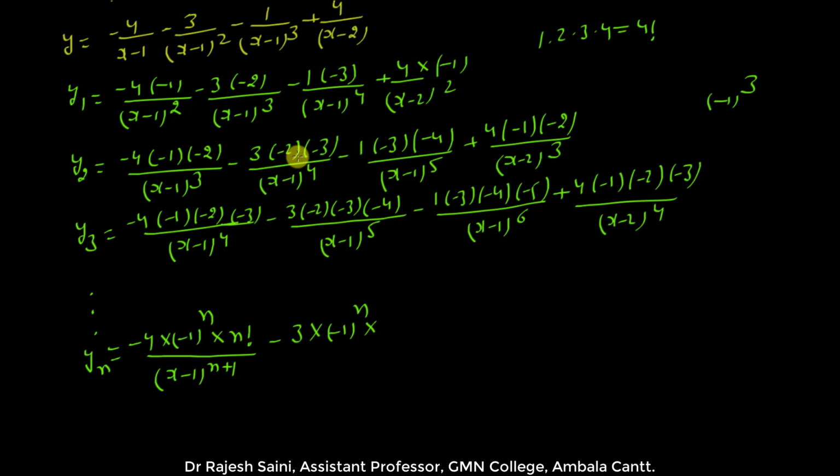Here is 2 into 3. 1 is not present, but it can be written, so 3 factorial. One more. Here is 3, here is 4. So whenever here will be n, it will be n plus 1 factorial divided by x minus 1 raised to the power 5. Here is 3, here is 5. 2 more. So whenever here will be n, it will be n plus 2.